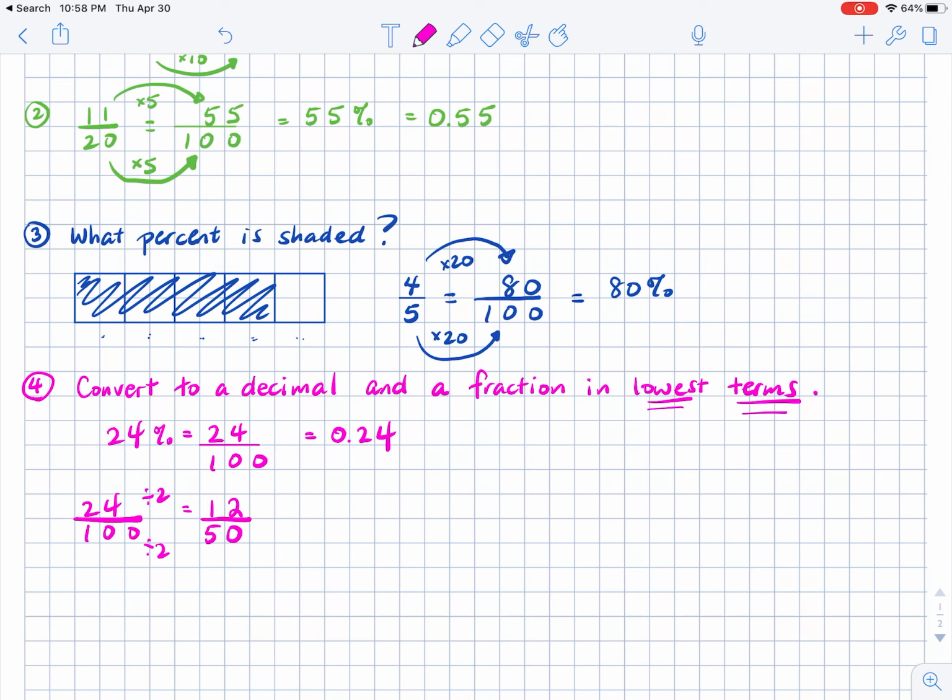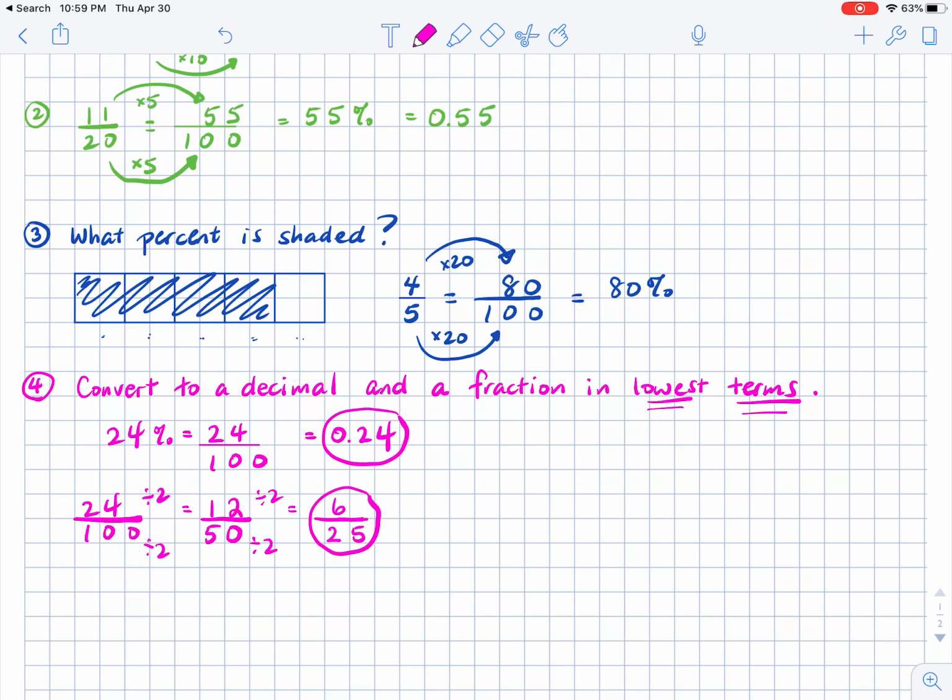Okay, this looks like it probably could reduce even more. Again, think of your divisibility rules. Well, 2 is always a good one to go with. Although it takes longer, it's a good one to do. So I know that both are divisible by 2 again because they end in even digits. 12 divided by 2 is 6, and 50 divided by 2 is 25. Now I think to myself, is there anything in common that's divisible by 6 and by 25? Well, no, because 25 is only divisible by 5, and 6 is an even number. So we've reduced 24% to a fraction in lowest terms: 6 over 25.